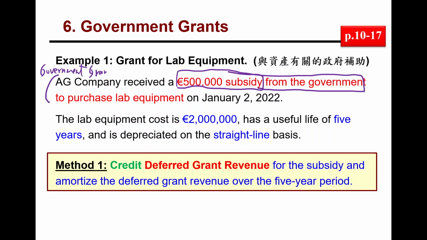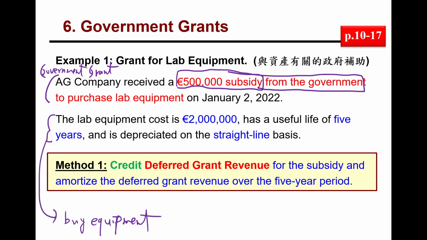You got $500,000. And the second sentence is the original money you spent to buy the equipment. So you buy equipment. Based on this, please use method 1 and method 2 to record the first day and the subsequent periods.